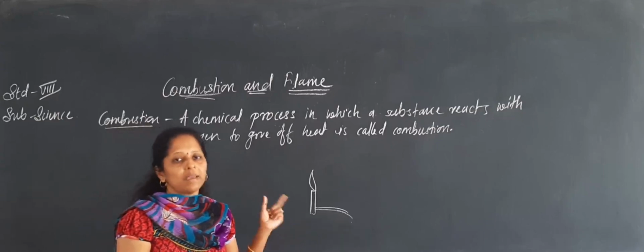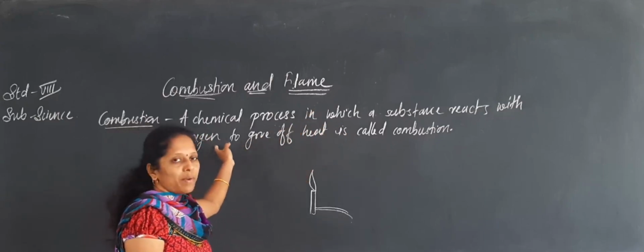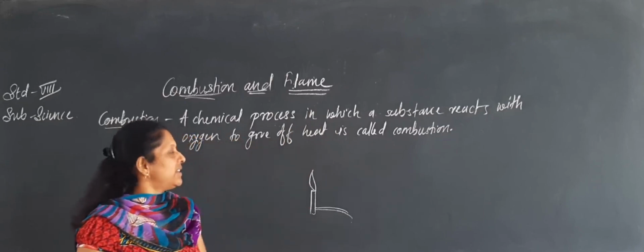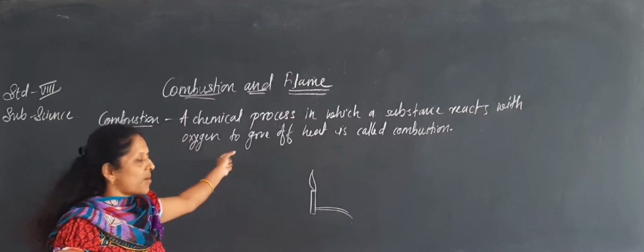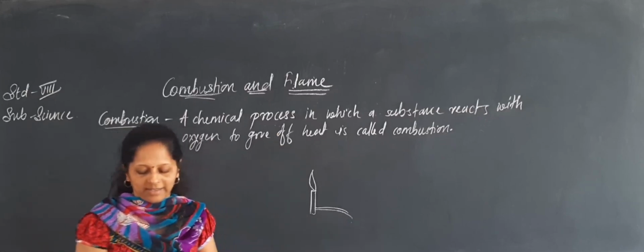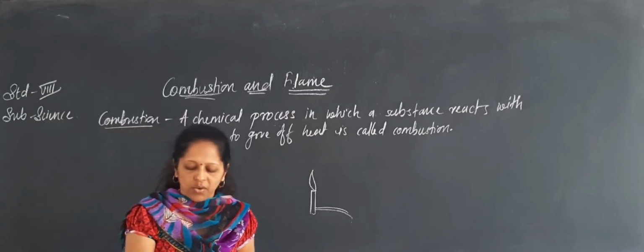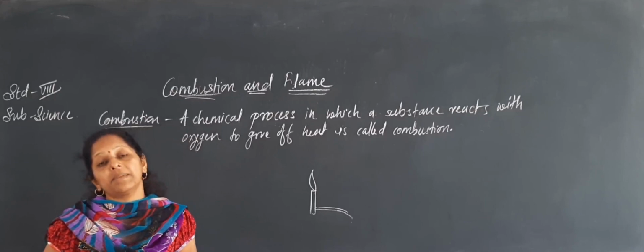So combustion is a chemical process in which a substance reacts with oxygen, burns in the air or in the presence of oxygen, and gives off heat. It is called combustion. The substance that undergoes combustion is said to be a combustible substance.